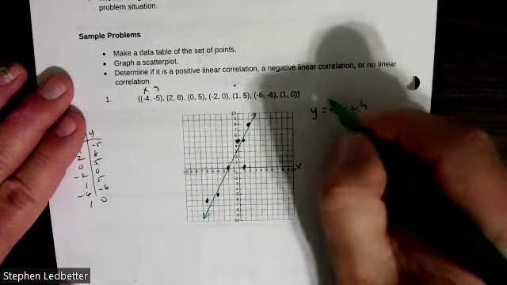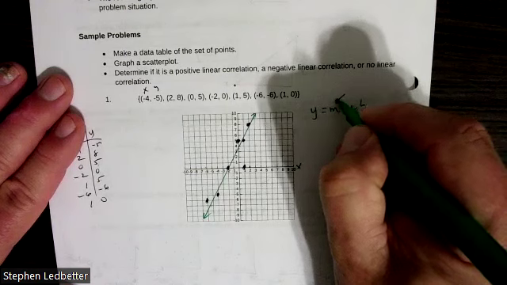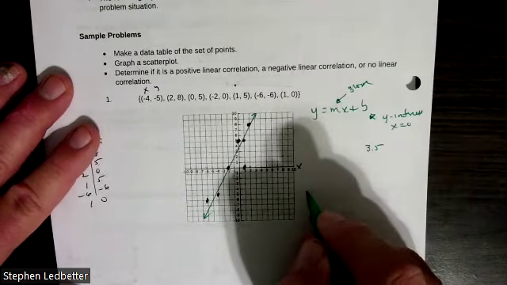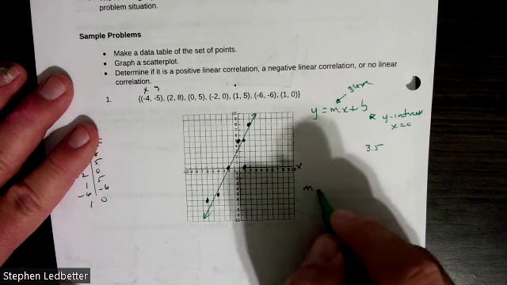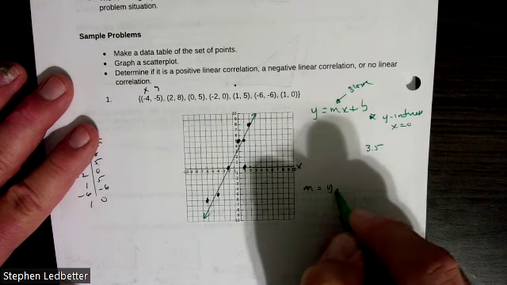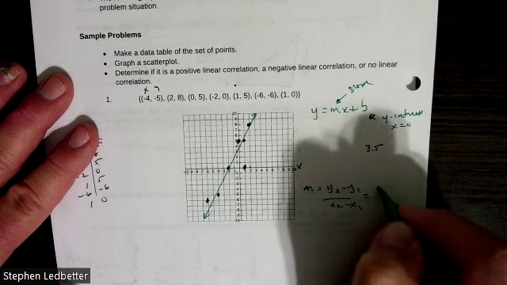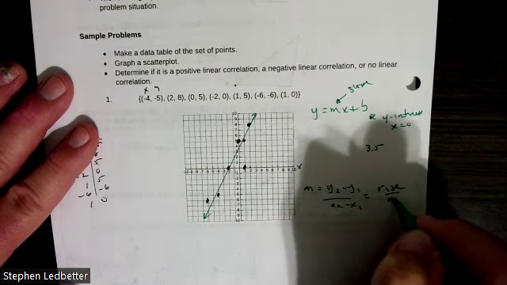My m value is my slope. All right, this is my rise over run. So how do you find the slope? The slope can be found, m represents the slope. You can use y2 minus y1 over x2 minus x1, or you could just say rise over run.